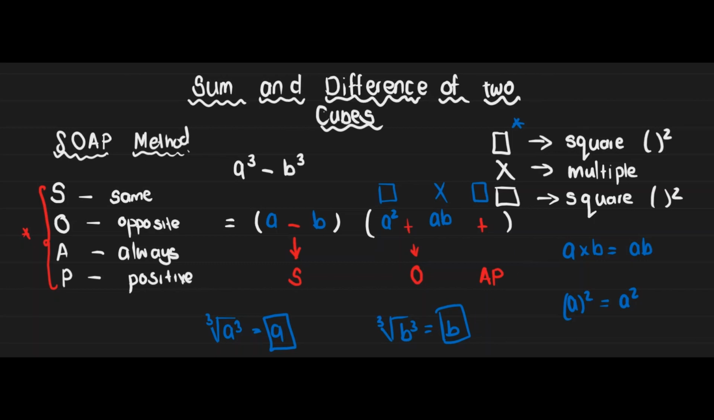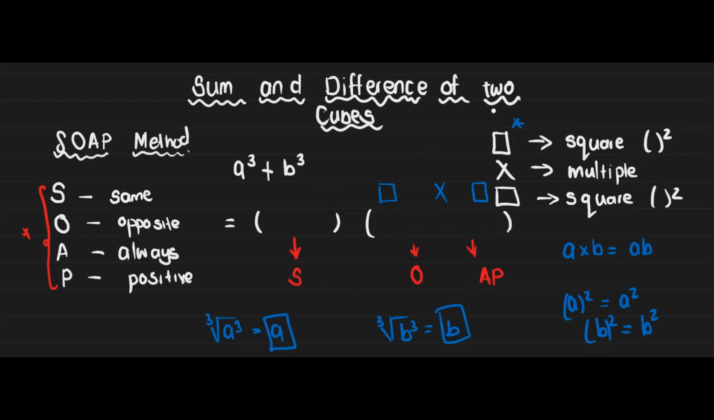Then the last one, you need to square the last term, which is b squared. So the square of b is going to give you b squared. So this one comes here. And this is how the SOAP method operates. So this will be your final answer of factorizing a difference of two cubes.